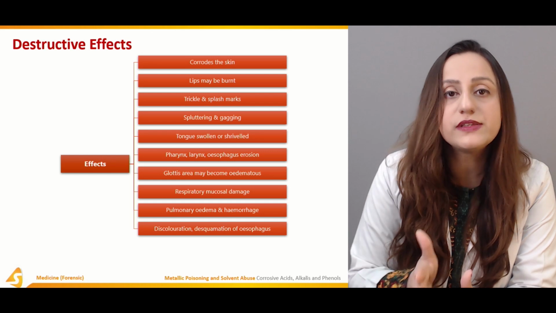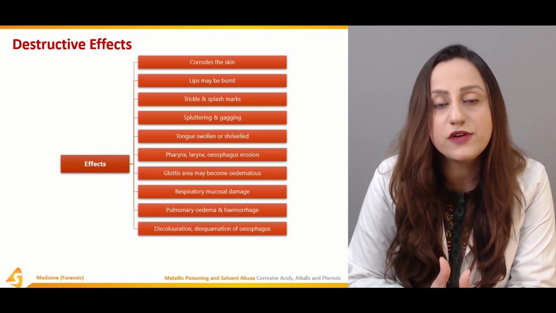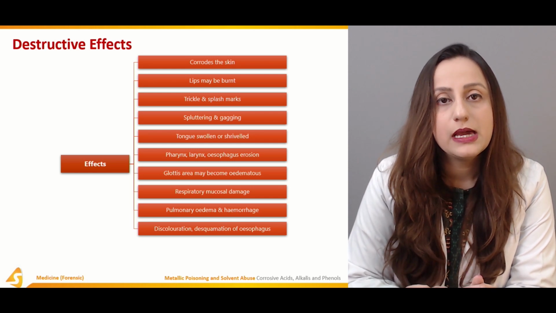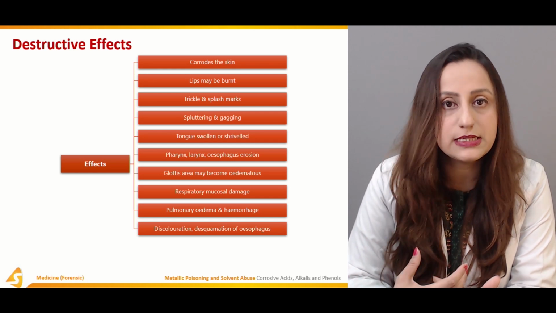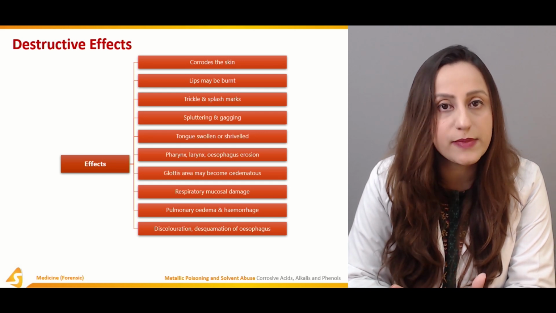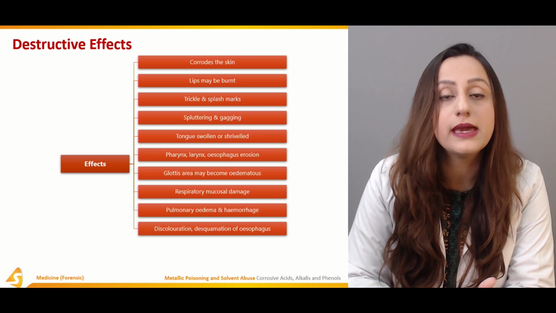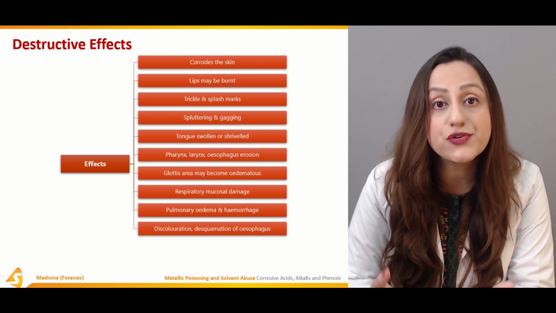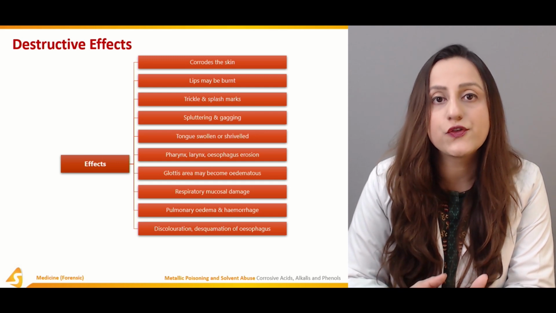So the whole of the digestive tract is basically involved after this corrosive poison is thrown on the victim. And if some part is ingested by mistake, it will also discolor or desquamate the esophagus. That is why gastric lavage is contraindicated in this kind of corrosive poisoning.